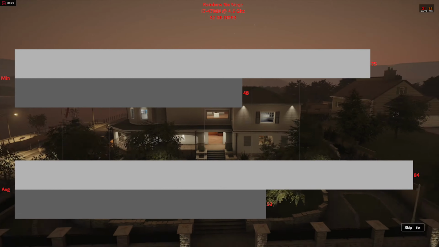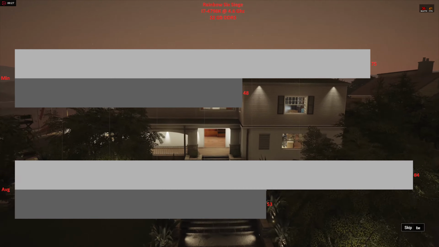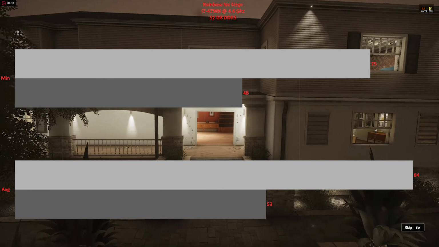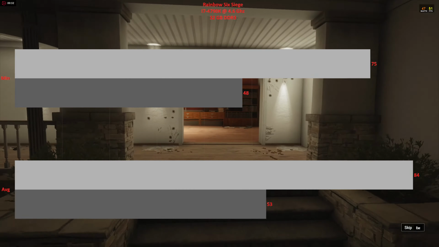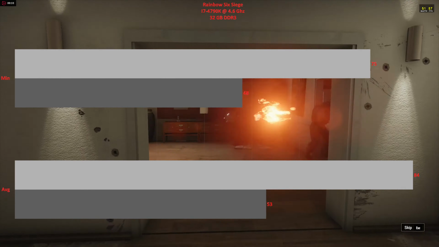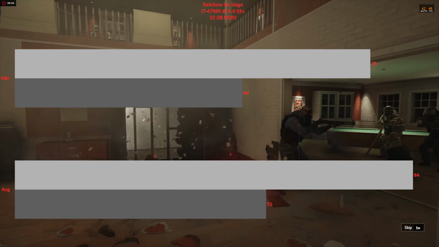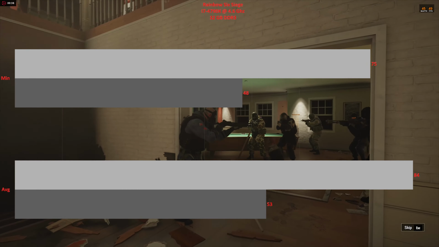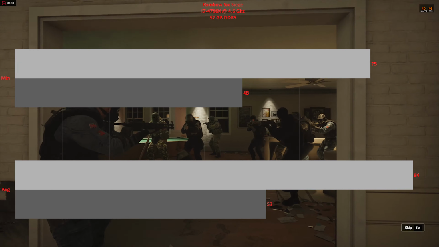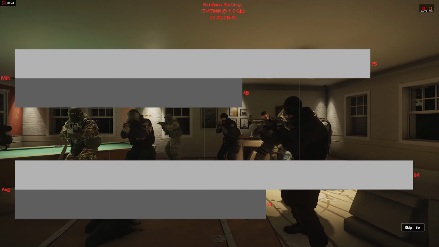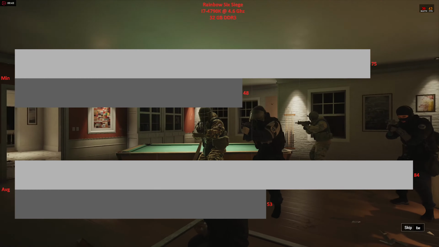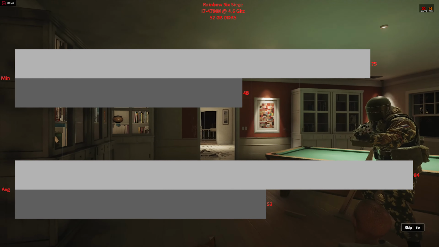In Rainbow Six Siege, again only DirectX 11, I averaged 84 FPS with 1080 and a low of 75. And with 1440, I averaged 53 FPS with a low of 48. So it seemed to run pretty consistently with not a lot of frame drops. And it ran fairly well.